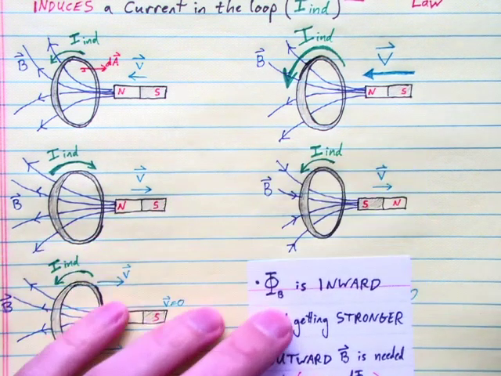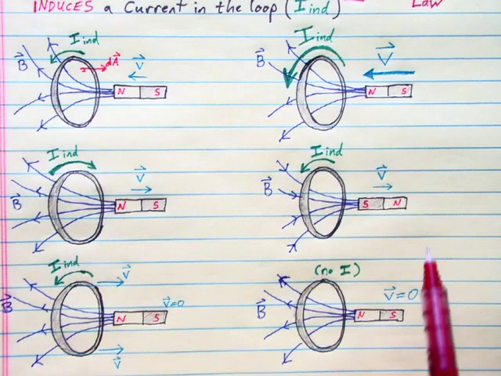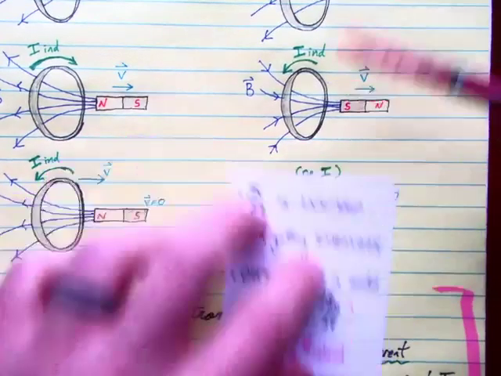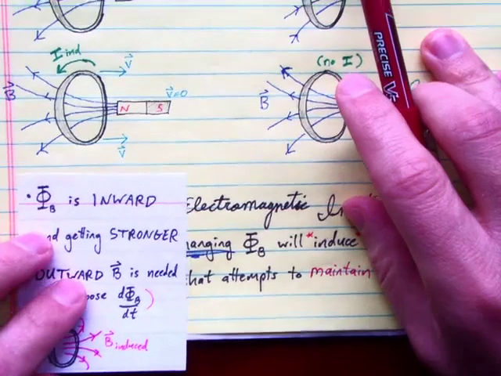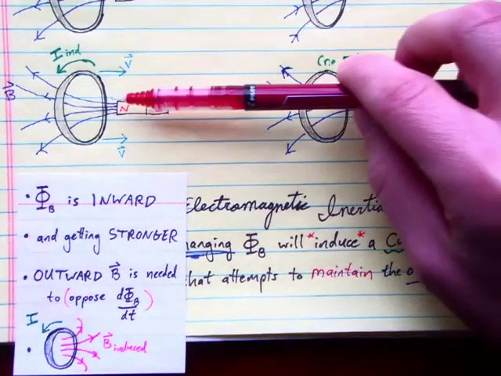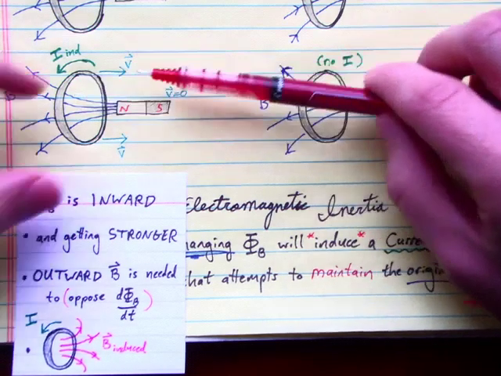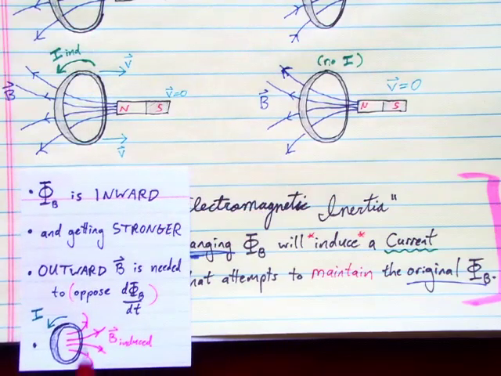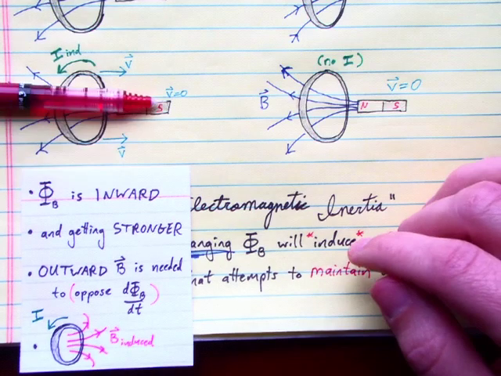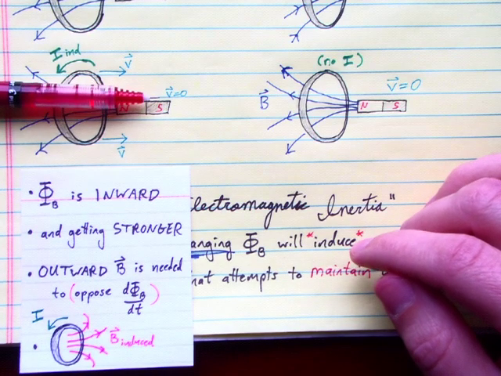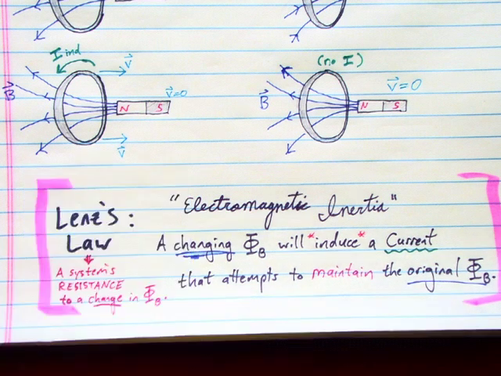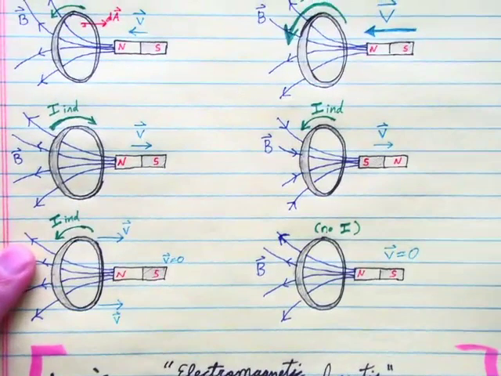Same thing in, let's see, this example. No, not there. Down here. Here, the magnetic flux was inward, but since the loop was getting closer to the magnet, that flux was getting stronger. Inward flux getting stronger, so an outward B is needed to maintain the original flux. So we'll have current running in this direction to produce that outward B. Okay, what about this example right here?